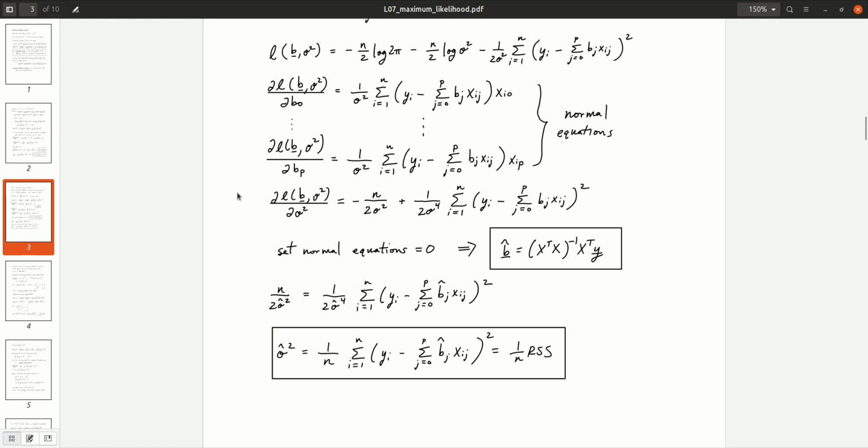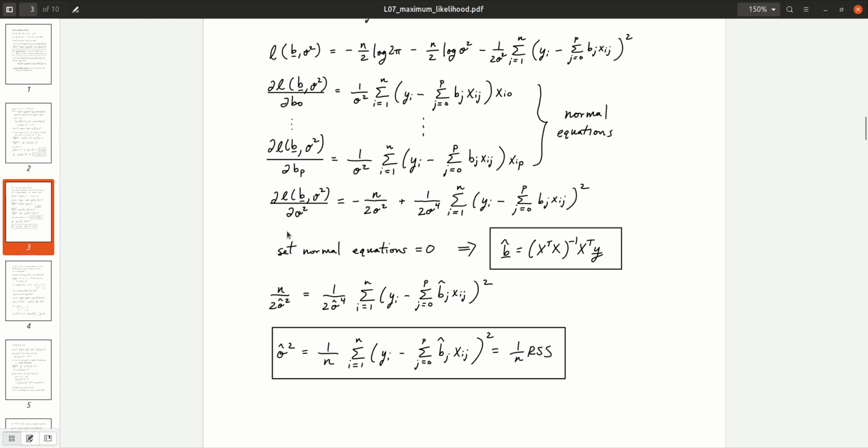And if we take the derivative with respect to sigma squared, we get minus n over 2 sigma squared plus the same thing here, minus 1 over 2 sigma to the 4th, times the residual sum of squares. Again, I'm not going through that, but the steps are very similar to the previous one. And if we set the normal equations equal to 0, we know what that answer is. We've done this before. B hat equals x transpose x inverse x transpose y.